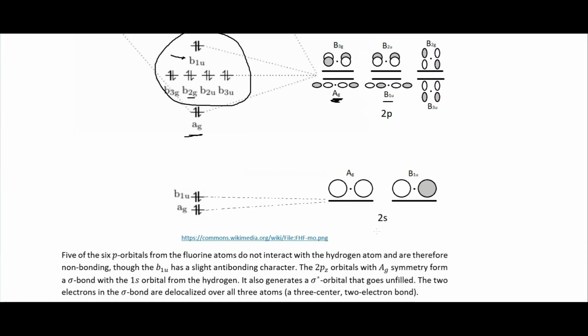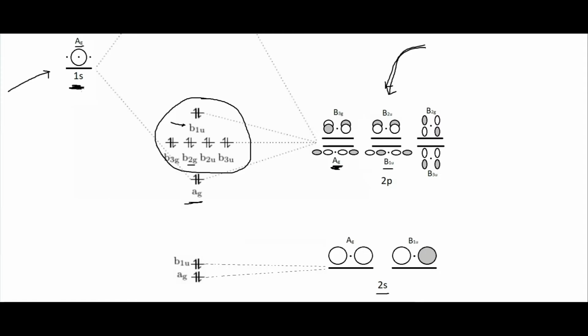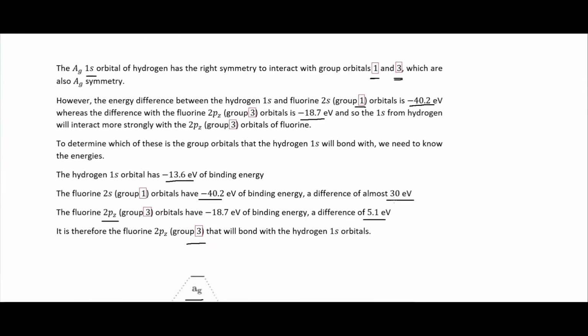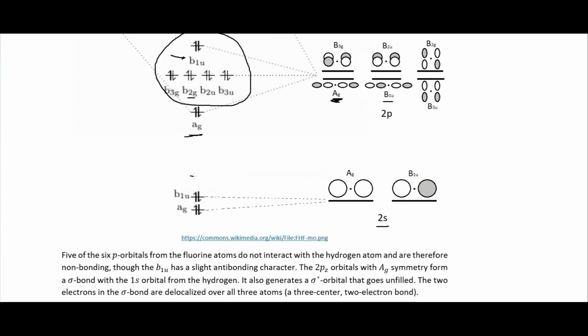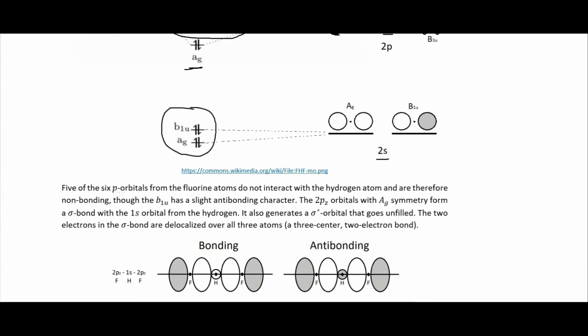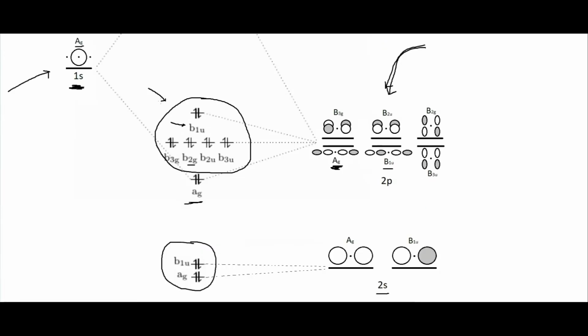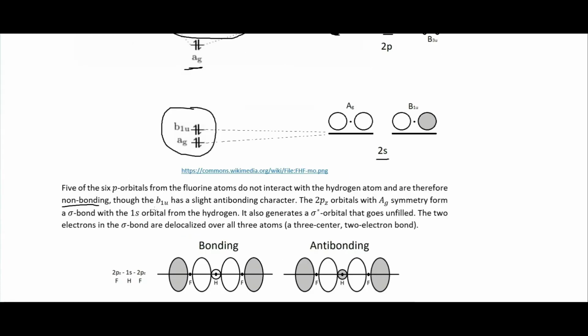Then we see here we have the 2s orbitals for our two fluorine atoms, and those are very different in energy from the hydrogen 1s. In fact, as we set up here, it was about a 30 electron volt difference, and so these both are non-bonding orbitals right here. So yeah, 5 of the 6 p orbitals from the fluorine atoms do not interact with the hydrogen atom and are therefore non-bonding. That is these ones up here, though I said the B1u has a slight anti-bonding character.